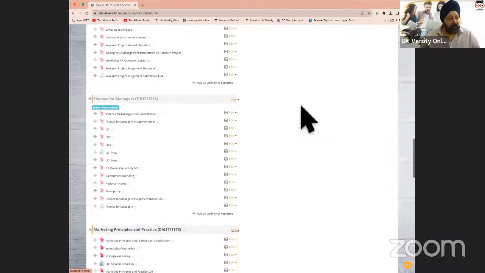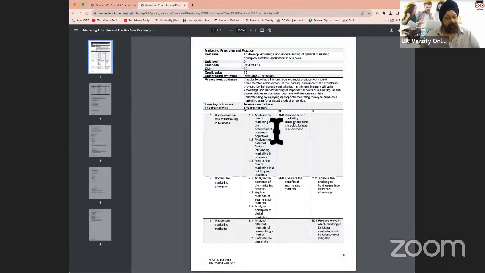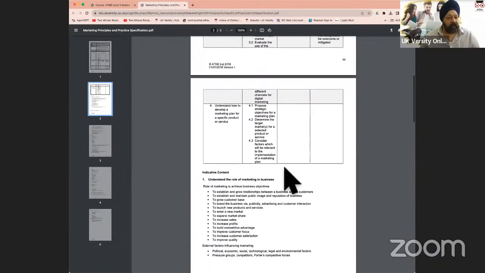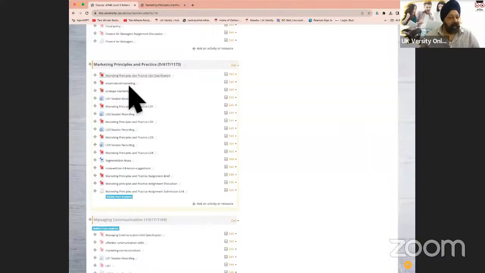So when you log into Moodle, you'll be looking at this particular unit, which is Marketing Principles and Practice. The unit specification that I've shown you has come from here, which is this particular document that I'd opened up initially. And this document gives us the detail. As a lecturer, for me, this is an important document because it tells me what is to be taught and what are the key learning outcomes and the indicative content we need to cover.